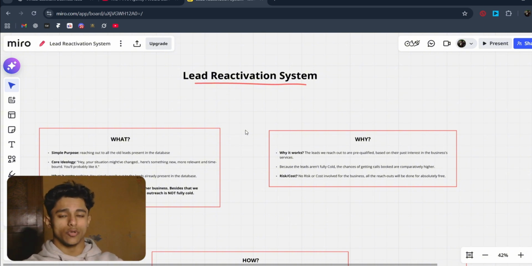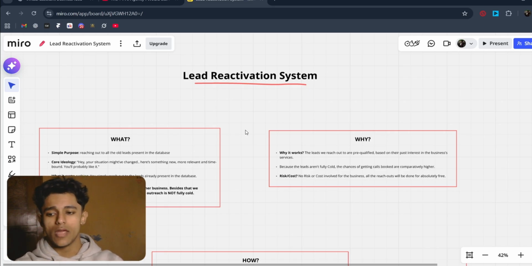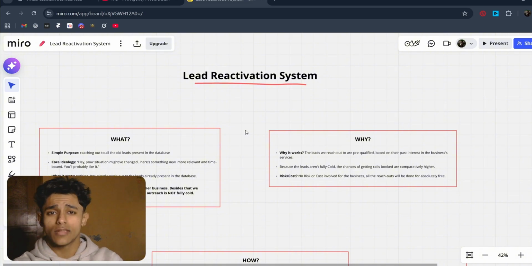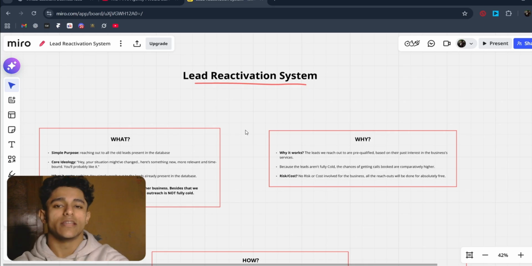This system that I'm going to show you is basically what you need. It's capable of contacting every lead present in your database, and on top of it, it does so in a personalized manner. I'm not talking about any mass offer, like 30% discount on this offer, or a 20% discount due to a New Year sale or something like that. No, I'm talking about personalized offers which connect with the individual lead and give them more chances to book a call.